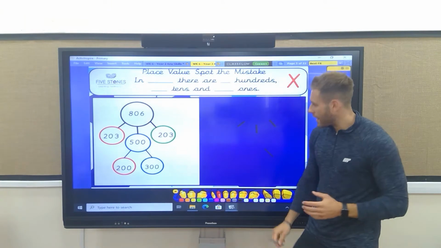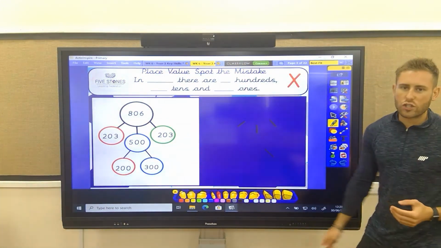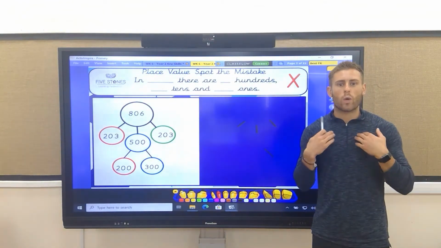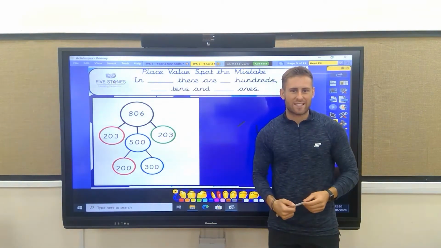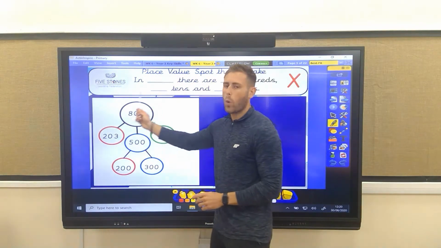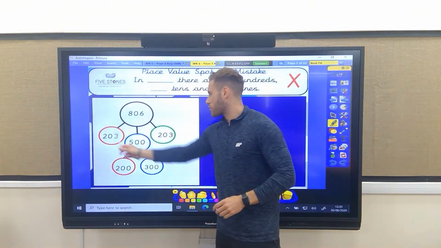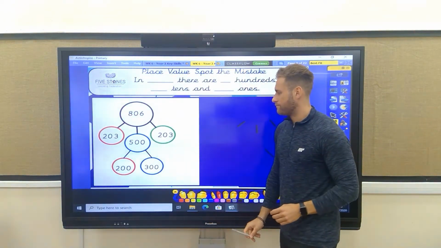Again, we have a part whole model to work out together, but my red cross in the top corner signifies that there is a mistake in there. We need to spot that mistake and see if we can correct it. Okay, let's go. The whole of 806. We've got a part of 203, 500 and 203.